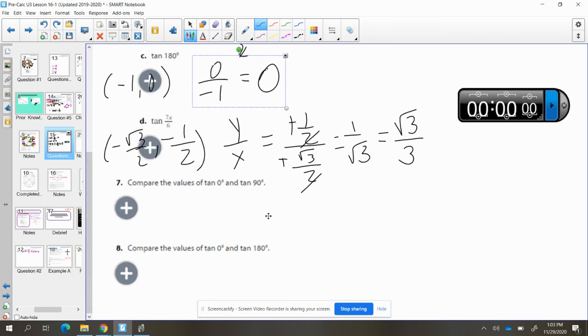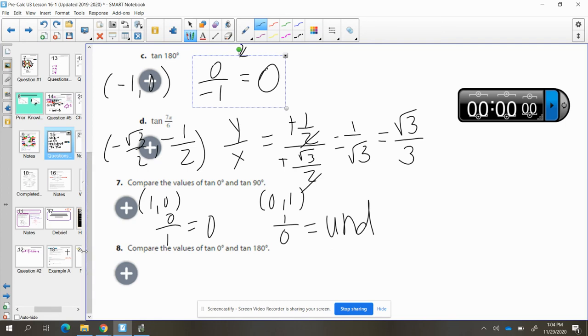Now, tangent of 0 is at 1 comma 0, right? So the tangent would be 0 divided by 1, which is just 0. At 90, though, you're at 0 comma 1. So 1 divided by 0 is actually an undefined value. You can't divide anything by 0. So one of them is 0, one of them is undefined, okay?